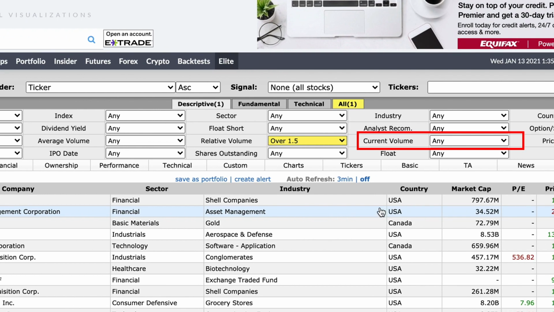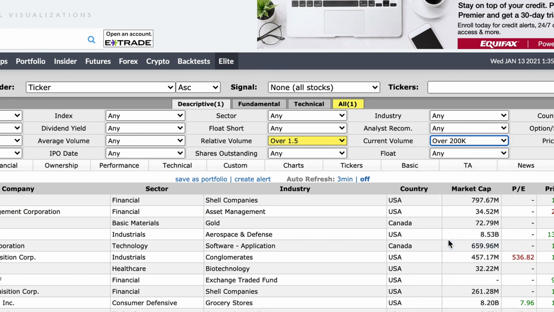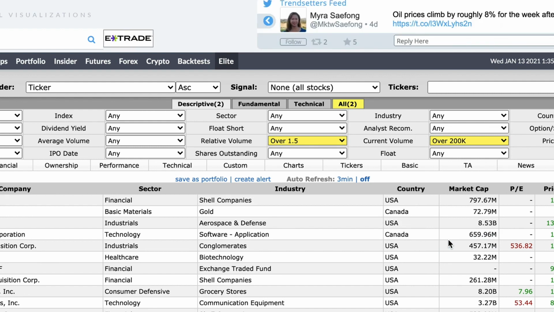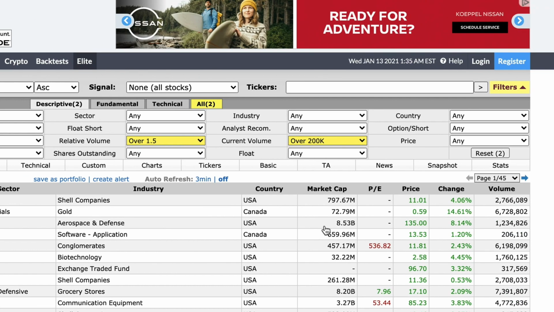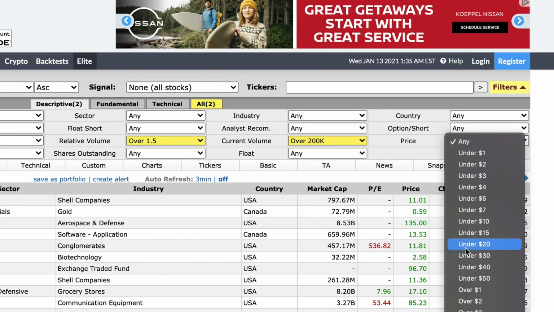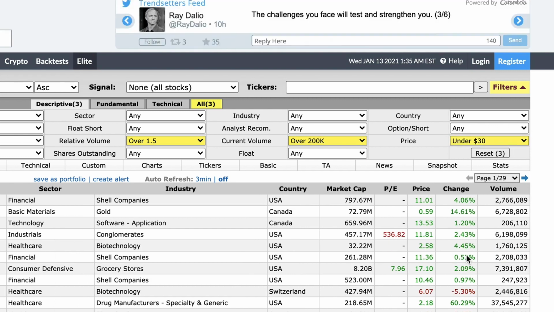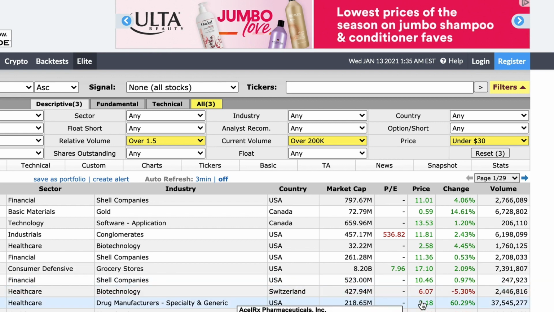Current volume itself is our liquidity. So this is how easy it is to get in and out of our trades because there's more buyers and sellers. I personally like to have over 200K volume and up. So I set the price to under $30 and I'd recommend trading stocks above $20 if possible, as lower priced stocks, especially penny stocks, which are under $5, are subject to manipulation and they're less predictable with their price fluctuations.